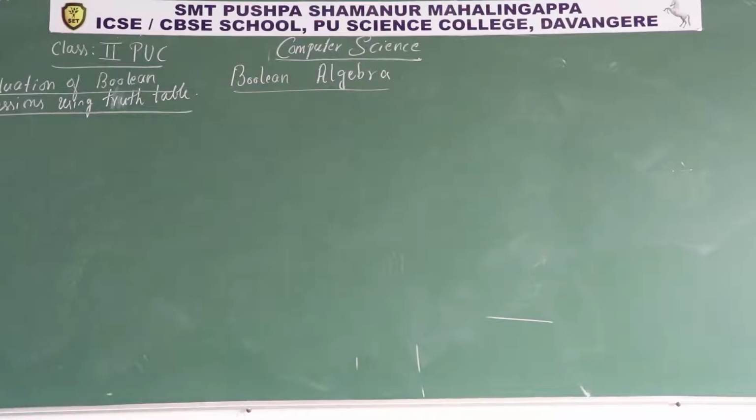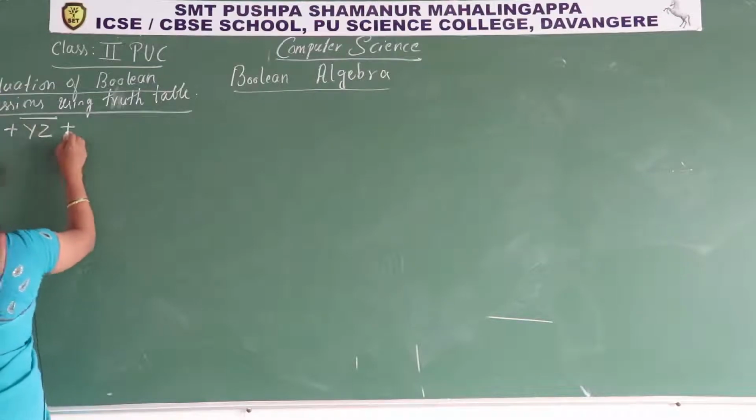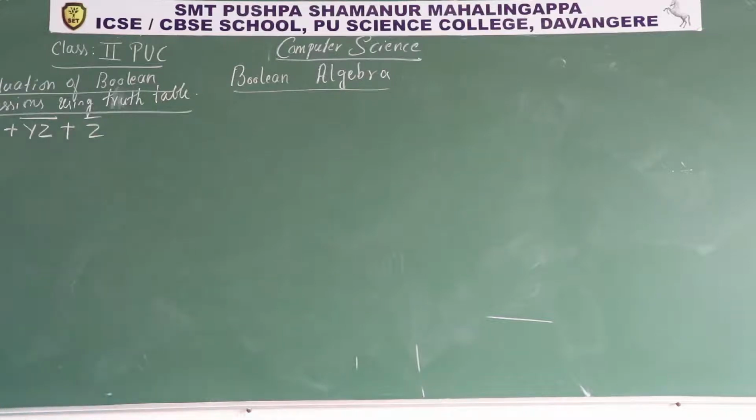First one, x plus yz whole bar plus z bar. So how to evaluate this Boolean expression? How many variables are there? 3 different variables. So we have 8 combinations here. How to analyze how many combinations we have?